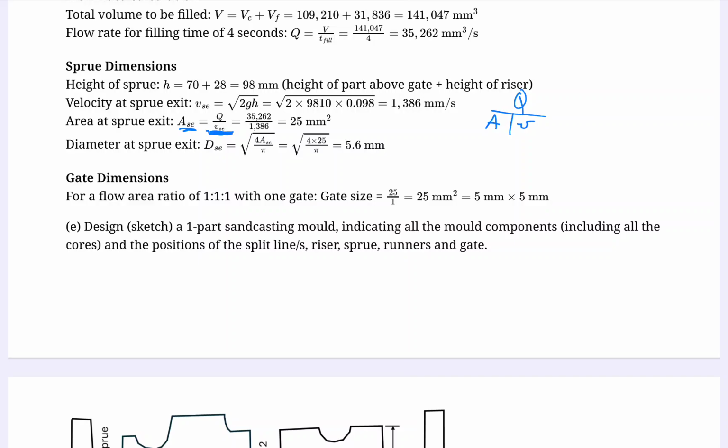Where Q is area times velocity. Okay, that's the thing you need to know. So I apologize for stumbling over it, but here is an equation. And then we also have this over here, being the velocity of the sprue exit, although here they have it in millimeters per second.